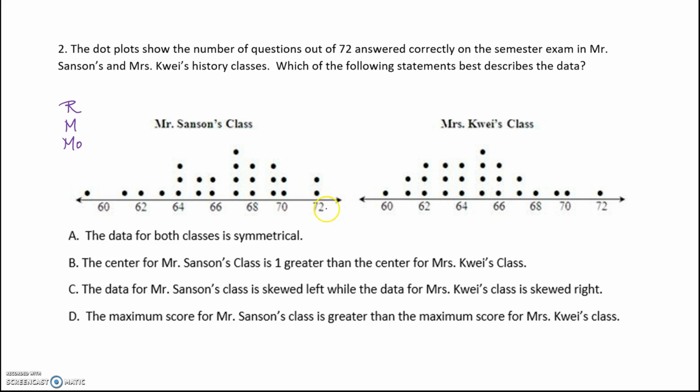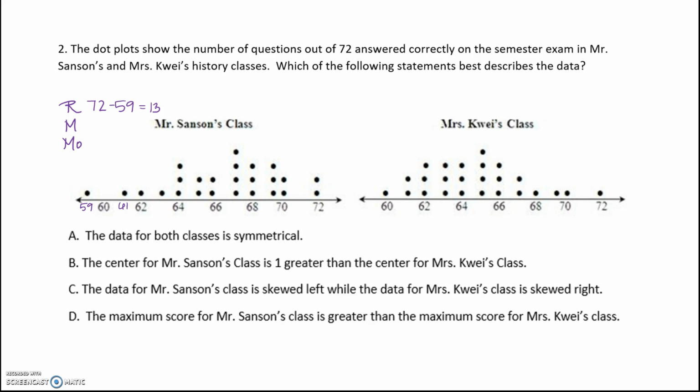So the largest number with a dot on it is 72 minus the smallest number. Well, we'll say that this is 59. So 72 minus 59 is, let's see, 13.